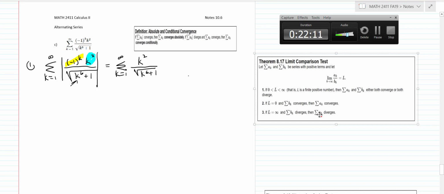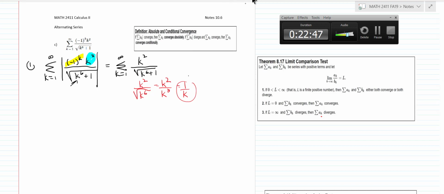My thought process on this goes a lot like this. If you're going to infinity, this 1 doesn't have a very big barrier on what's going on. So you can just disregard that 1 and think about what's happening if you had this. Well, that would be k to the 2nd over k to the 3rd, so that's 1 over k. Now that right there is a harmonic series. So let's use that as our b sub k and see where this leads us.